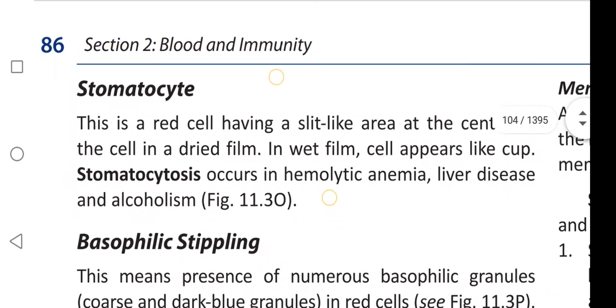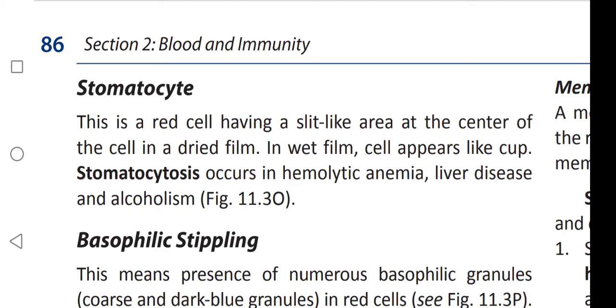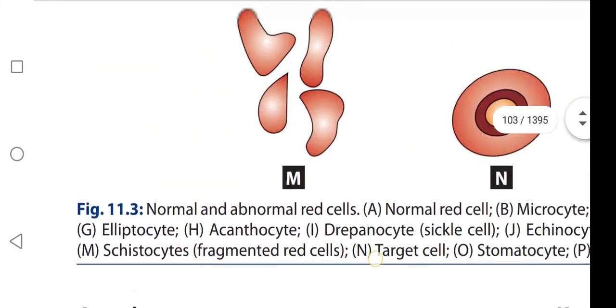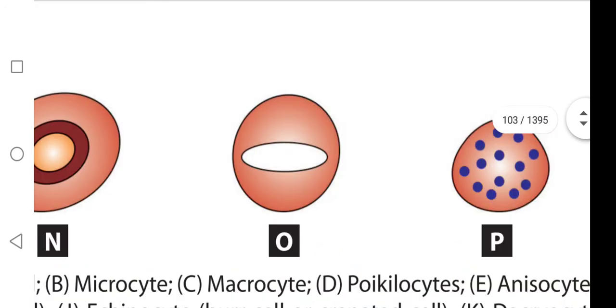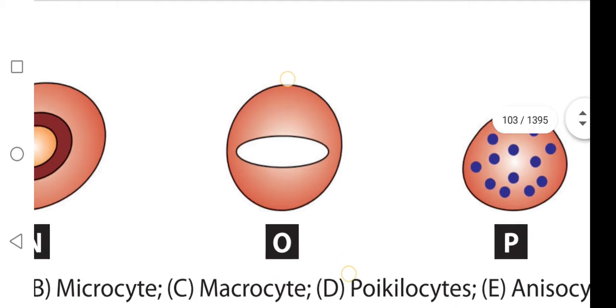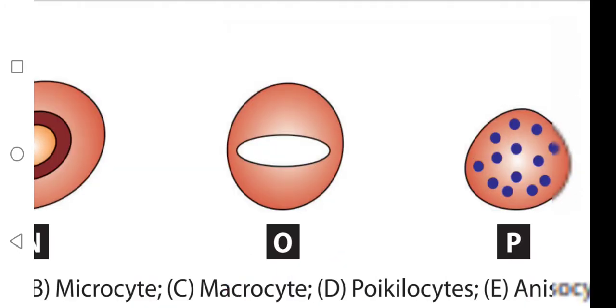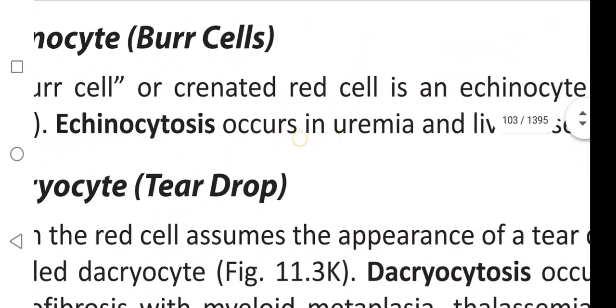Stomatocyte. This is a red cell having a slit-like area at the center of the cell in a dried film. In a wet film, the cell appears like a cup. Stomatocytosis occurs in hemolytic anemia, liver disease, and alcoholism. This is the stomatocyte. It appears different in different conditions.